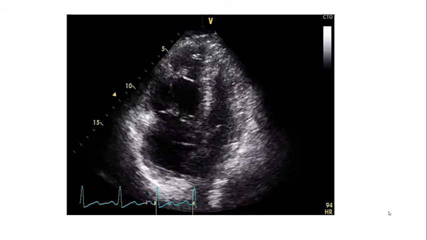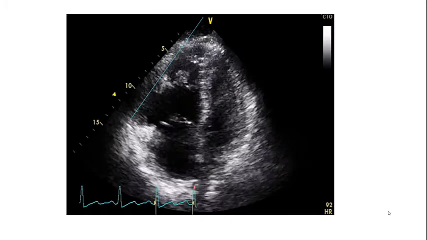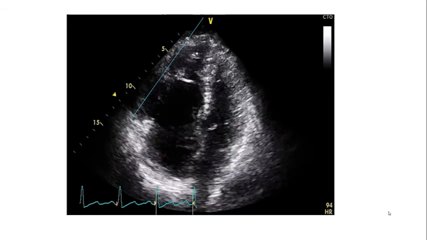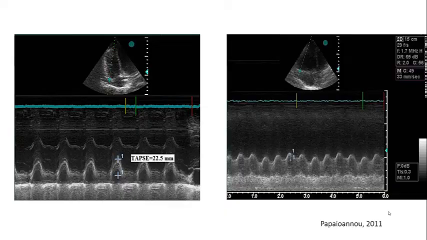So this is the plane that we look at TAPSE, or the tricuspid annular plane systolic excursion, and really what it's doing is looking to see how much of this annulus is moving towards the apex. And what they do is then put an M mode through it and then measure from the base to the apex here. So this is a normal, and this would be an abnormal. We use all sorts of different numbers, but 15 to 20 is thought to be normal.